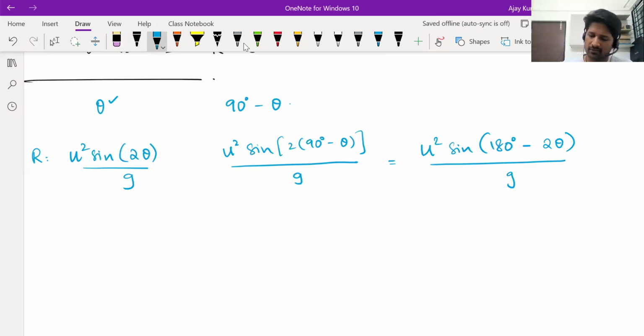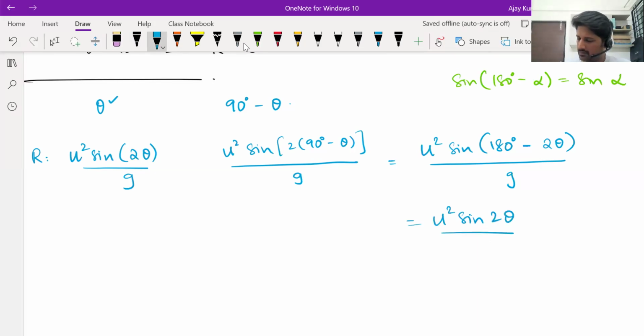It is known to us, at least to those of you who study trigonometry, that sine of 180 degrees minus any angle is equal to sine of that angle. Those of you who don't know, you'll learn it in trigonometry. Sine 180 minus theta is sine theta. Sine 180 minus alpha is sine alpha. Similarly, sine 180 minus 2 theta will be sine 2 theta. So for the angle of projection theta and the angle of projection 90 degrees minus theta, you will get the same range.